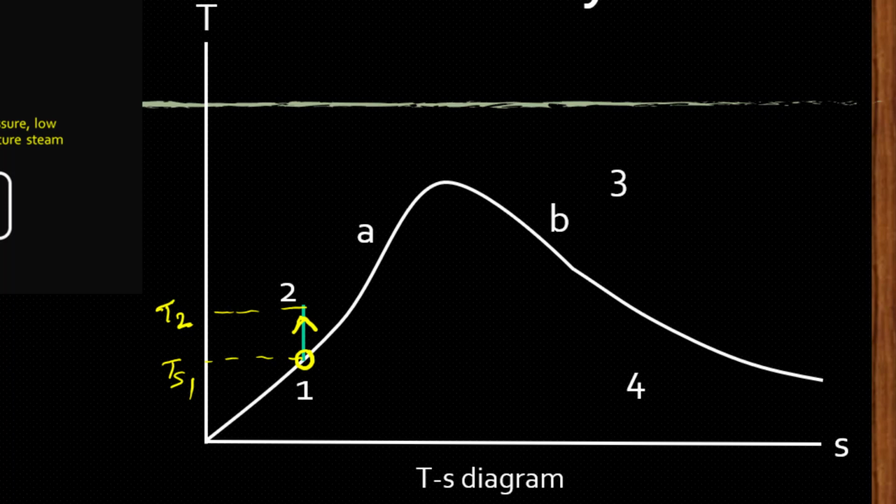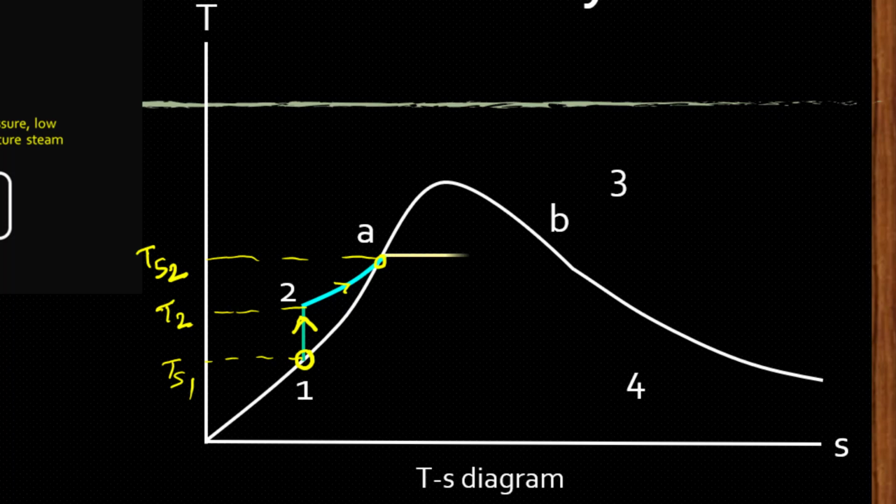Now the next process is 2-3. We can divide this heat addition process into 3 steps for our understanding only. Say from point 2 to A, there is an increase from T2 to the saturation temperature TS2 at high pressure. After that, there will be no increase in temperature and there will be the absorption of latent heat of vaporization.